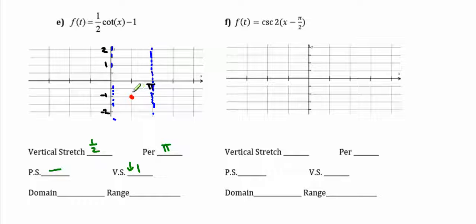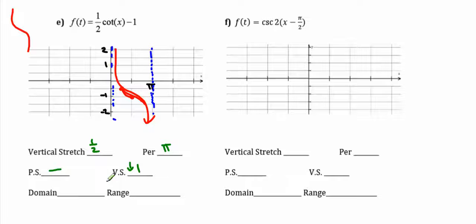Now remember what the parent function of cotangent looks like. But this one has a stretch of 1/2. So that means instead of going halfway and up 1, we're going to go halfway and up 1/2. Same thing: instead of going halfway, then down 1, I'm going to go halfway and down 1/2. I'm going to connect the points. And there my graph is.